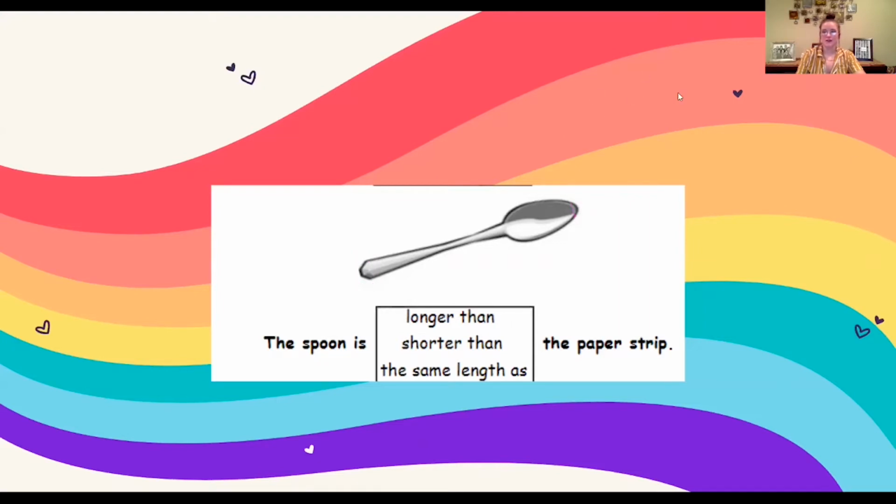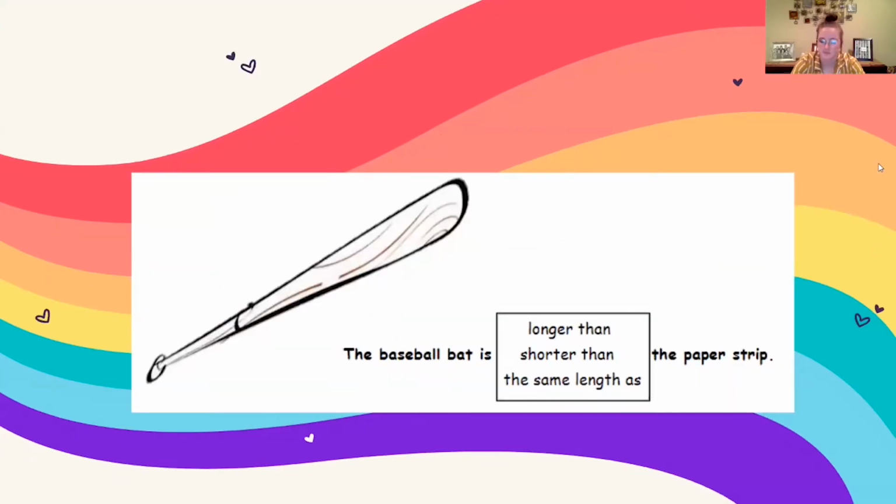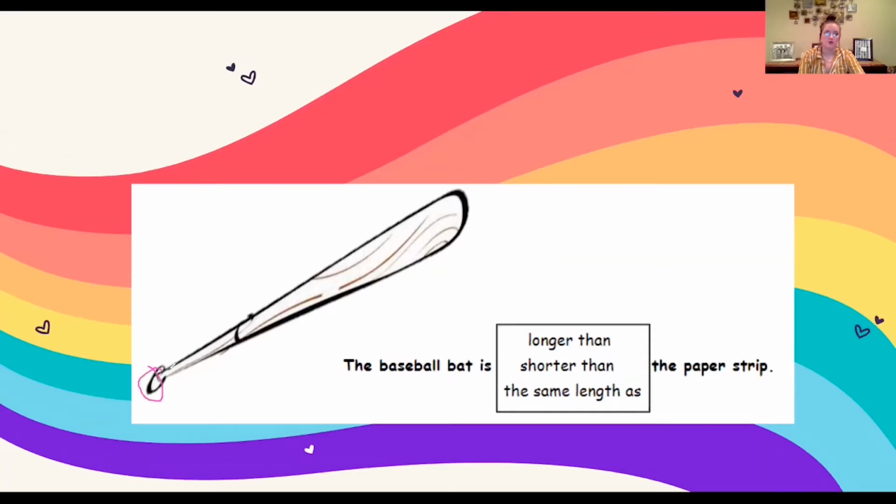So let's move on to the next one. This one says, the baseball bat is longer than, shorter than, or the same length as the paper strip. Let's find out. Remember, what do the endpoints mean? It means how we measure it to get the most accurate measurement. So we're starting from this endpoint to this endpoint. So again, if you need to, pause the video, take your paper strip right up against that.